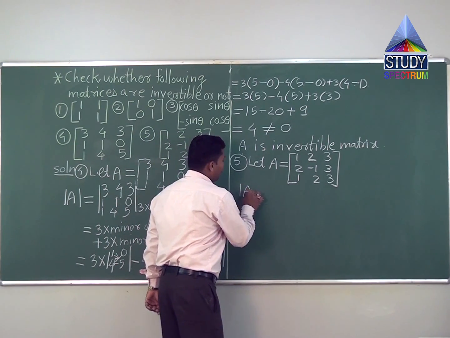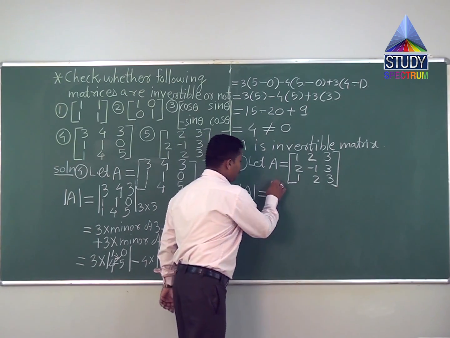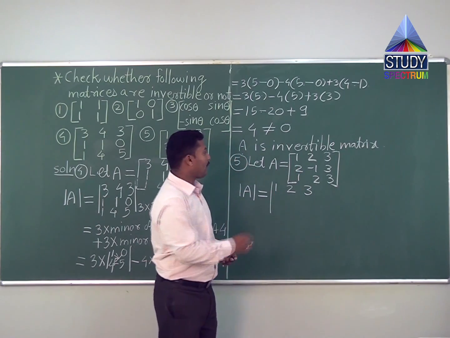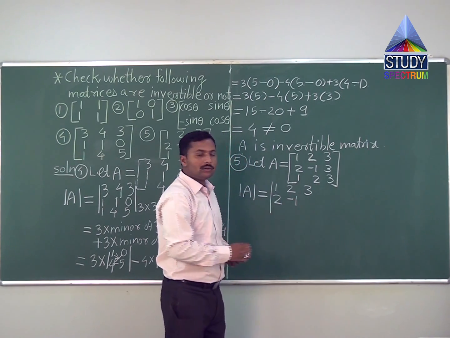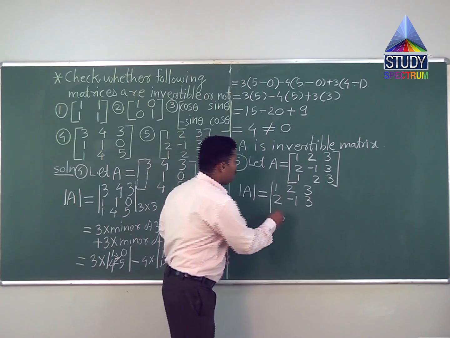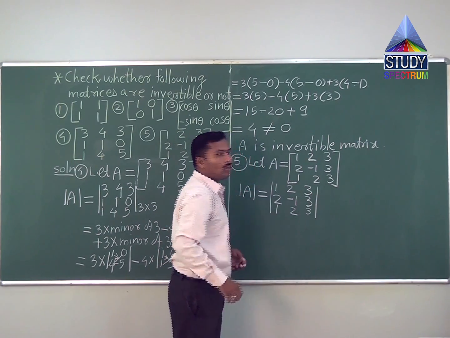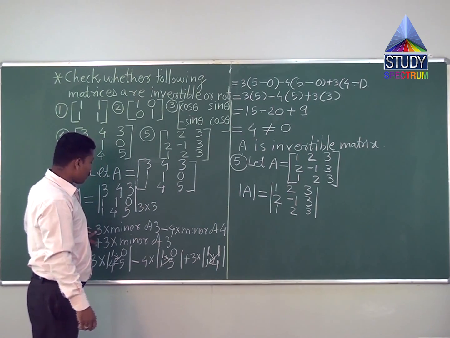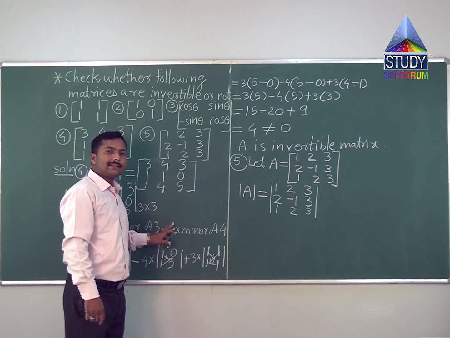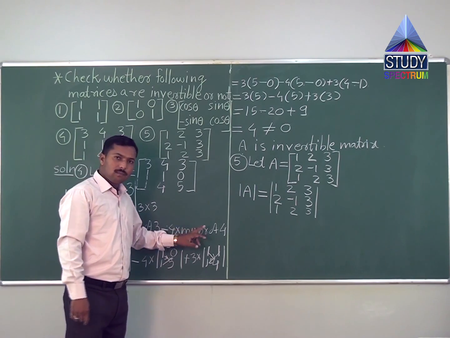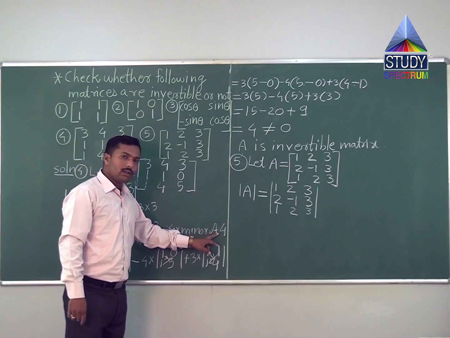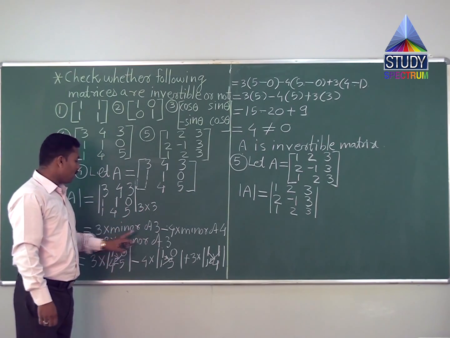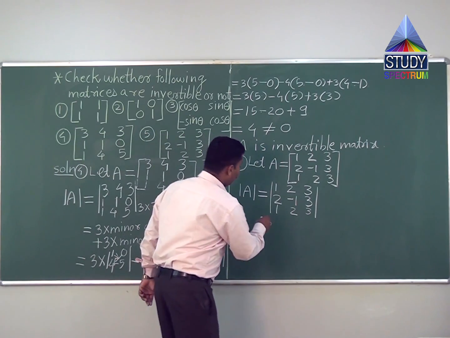So determinant A equals the determinant of this matrix: 1, 2, 3; 2, minus 1, 3; and last 1, 2, 3. So by using this definition, first number of first row into minor of that number, minus second number of first row into minor of that number, plus third number of first row into minor of that number, so equal to 1.